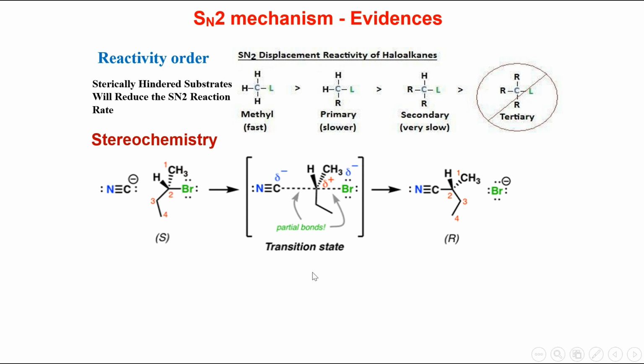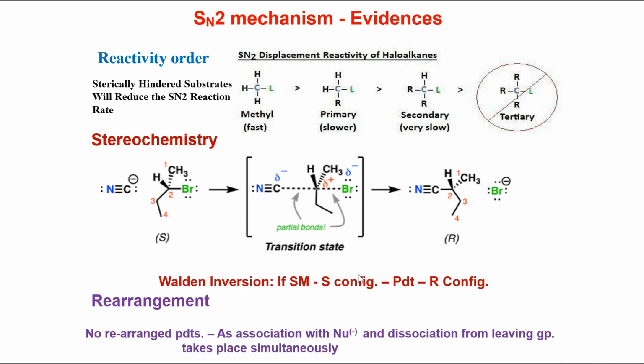As bond formation and bond breaking occur simultaneously, there is no chance of rearrangement. In the SN2 substitution mechanism, a rearranged product is not formed. It is an indication that association with the nucleophile and dissociation of the leaving group occur simultaneously. These are the evidences which are given in support of the mechanism proposed.